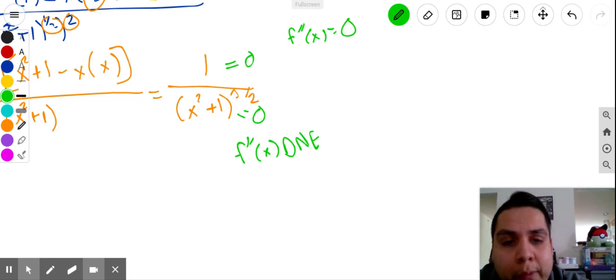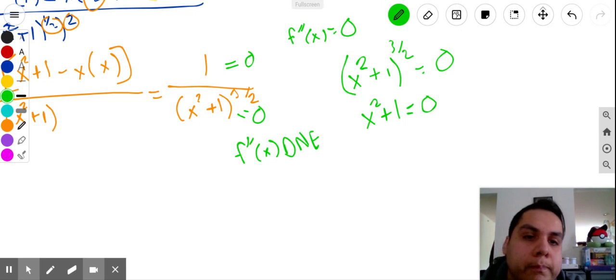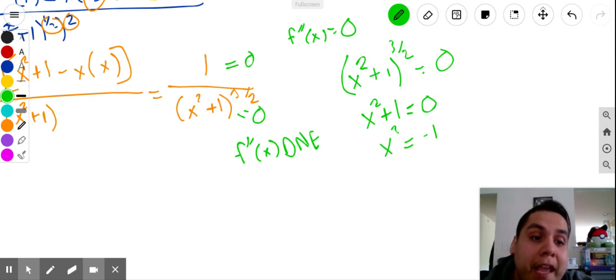So I'm trying to figure out when x squared plus 1 to the 3/2 power will equal 0. Which really means I'm trying to figure out where x squared plus 1 will equal 0. Which means x squared has to equal -1. So that does not yield a real solution. Okay, did all that work, got here, so that makes my job easy.